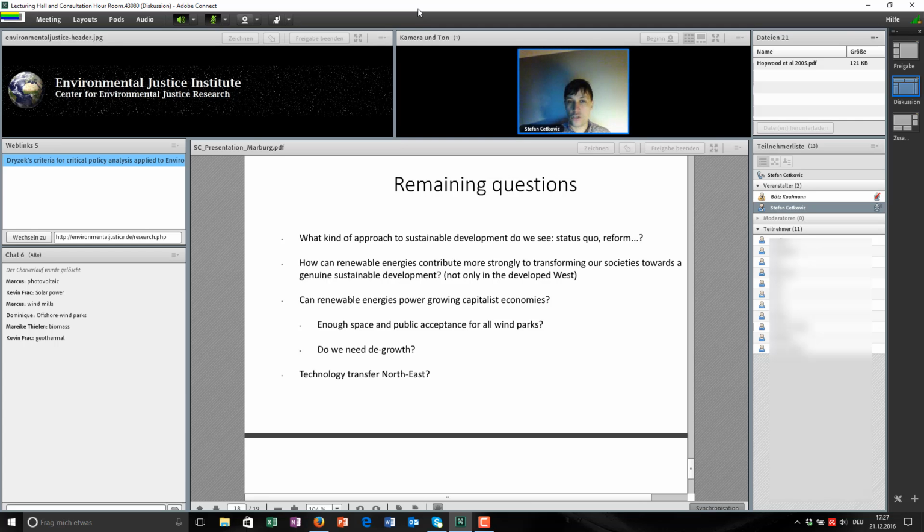Also, the question of how renewable energies can contribute more strongly to transforming our societies towards a more genuine, sustainable development. So it will be interesting for me to hear from you how you could imagine renewable energies developing differently, to the benefit of social, economic, and environmental aspects.